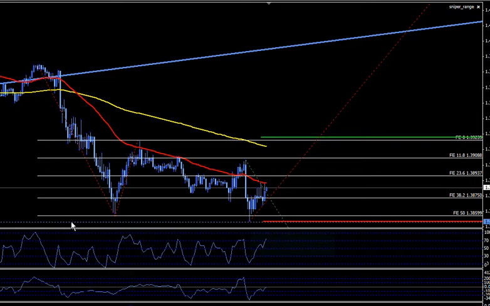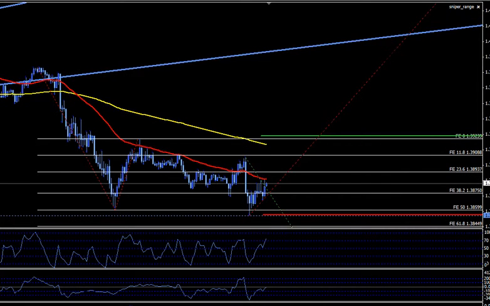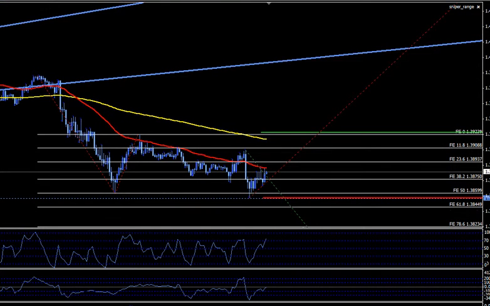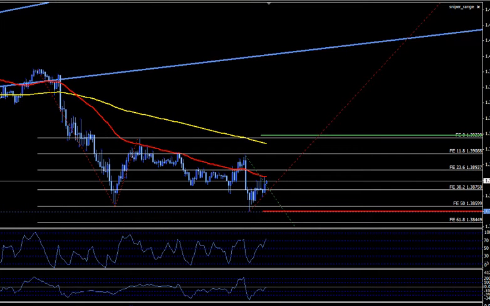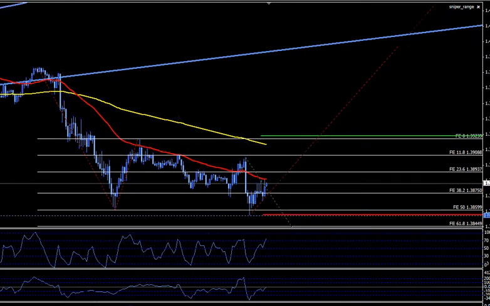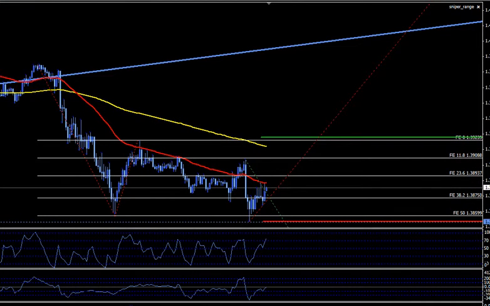We have an ABC to the short side here, and that's a pretty perfect one. But I don't believe this is a short play unless this low here is broken. So I'm long biased until then, and I'll be probably trading longs until then.